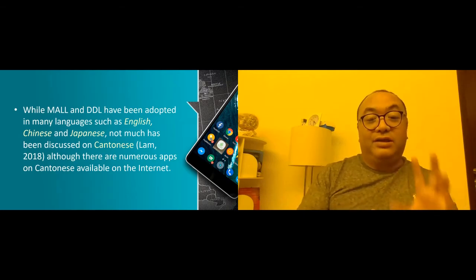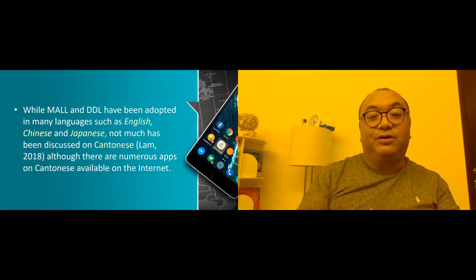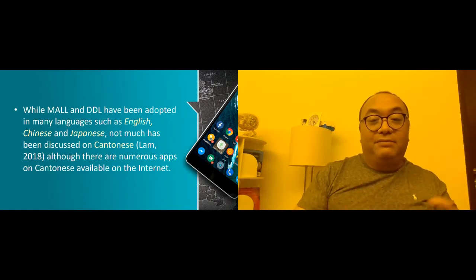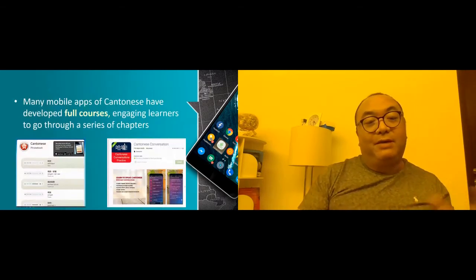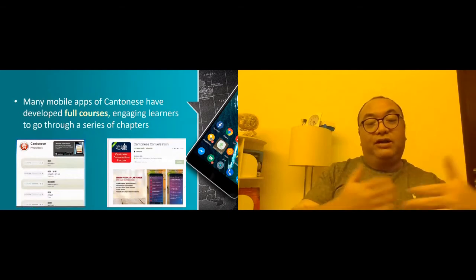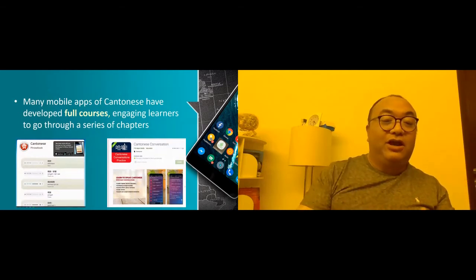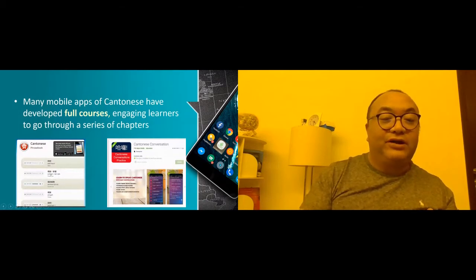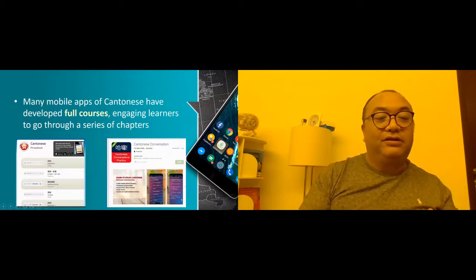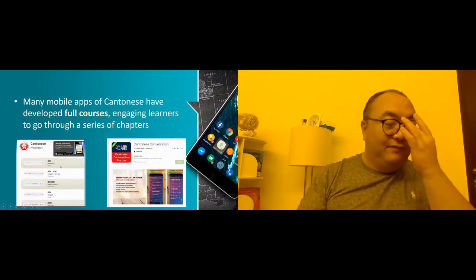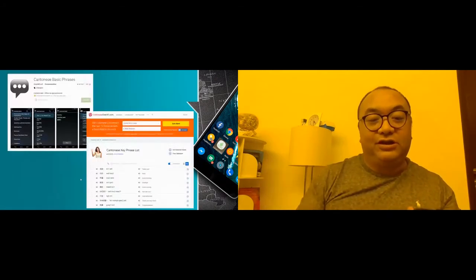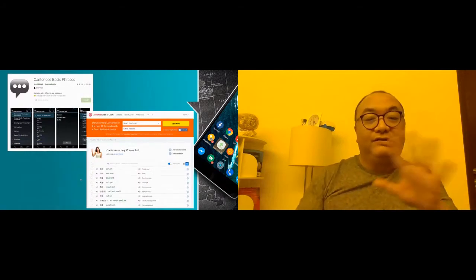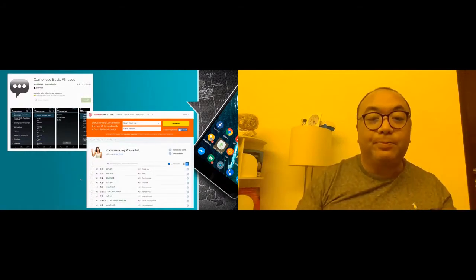Although we recognize that there are numerous apps on Cantonese available on the internet, many of them, as I said, are full packages, full courses. And many of them are a one-way approach, in the sense that usually you listen to the app, to the phrases, and then you have the characters, romanization, and the recorded pronunciation for you to listen, but that's it. So it's one way, just like traditional teaching. All right, so we have all these on the internet or on mobile phones.